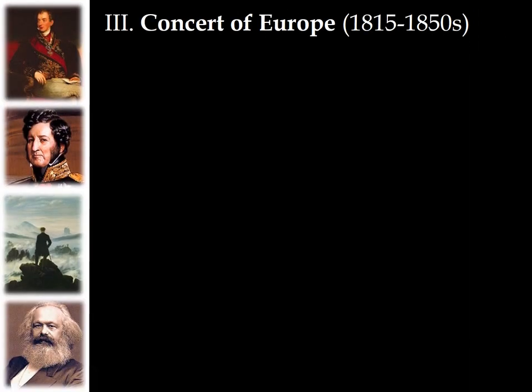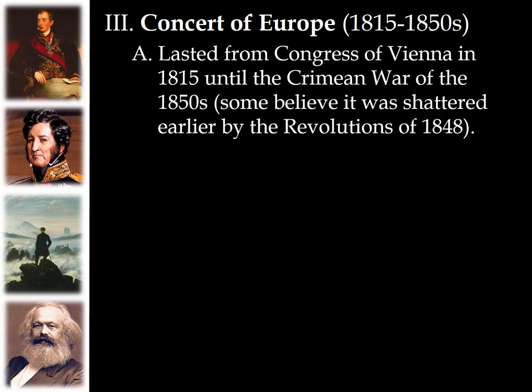So let's discuss the Concert of Europe, which was an international body created at the Congress of Vienna to maintain that balance of power between 1815 and the 1850s. This lasted from the Congress of Vienna in 1815 until roughly the Crimean War that happened in the mid-1850s. Some believe it was shattered by earlier revolutions of 1848, however.